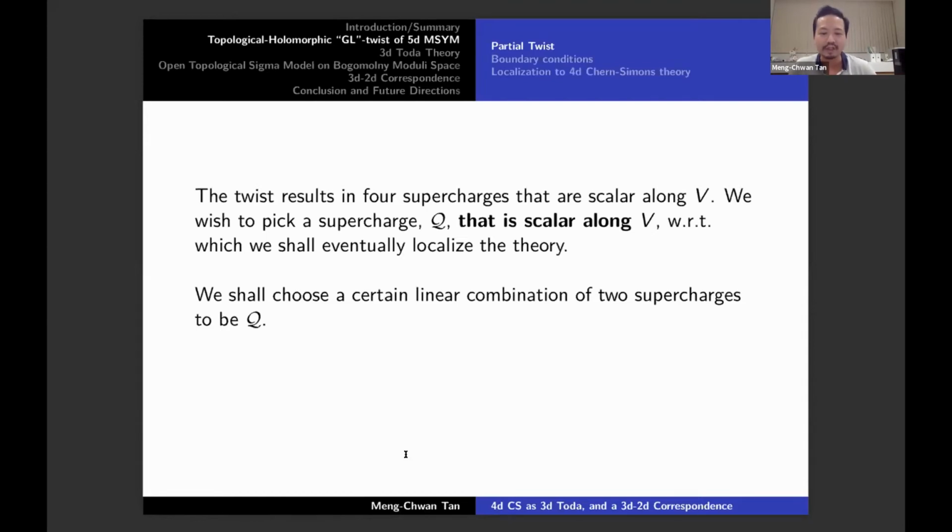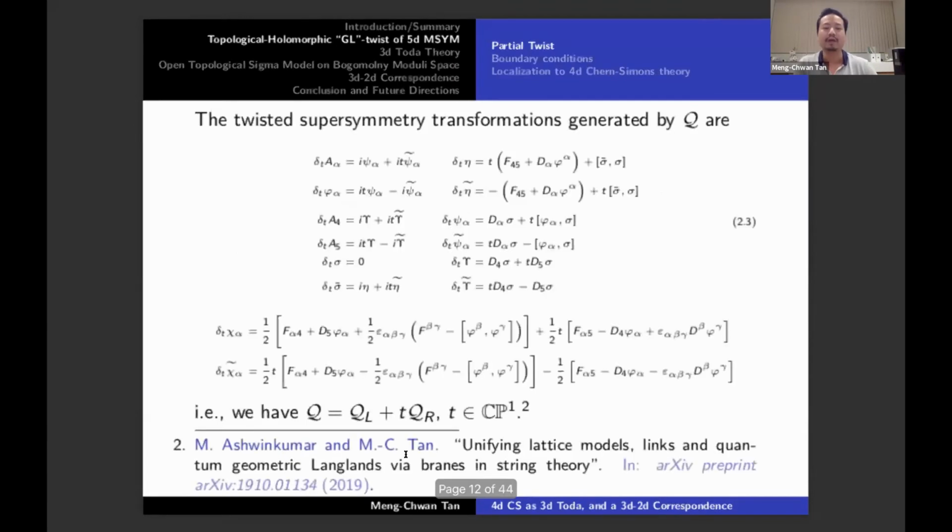Now we shall choose a certain linear combination of 2 supercharges to be our Q. There are many choices that you can make, but for the purposes of what we want to show, we will be making a certain choice of Q. Let's say we make the choice of Q using the 2 supercharges of the 4 here, and writing it with a parameter t, where t is a parameter defined on CP^1. In other words, they can be complex. But for our purposes later on, we will choose t to be -1. That will give us the desired models in the lower dimension with which we could get the results that we desire.